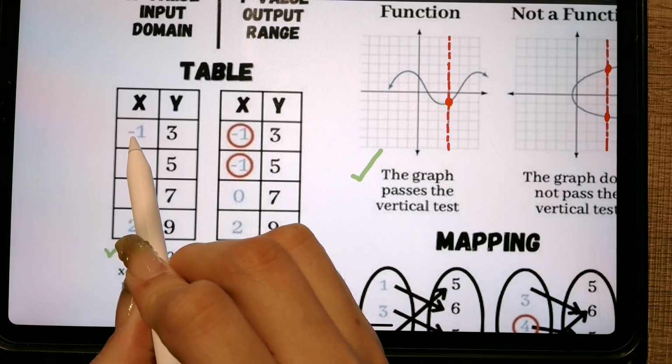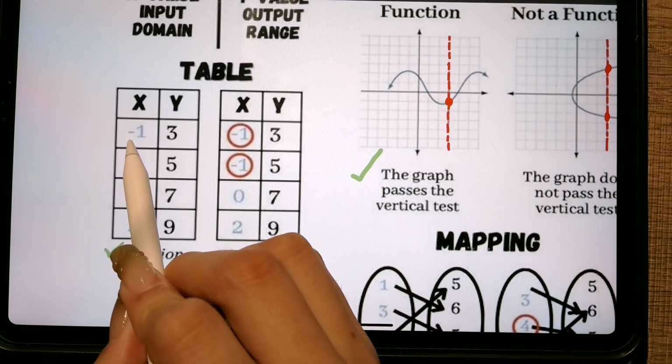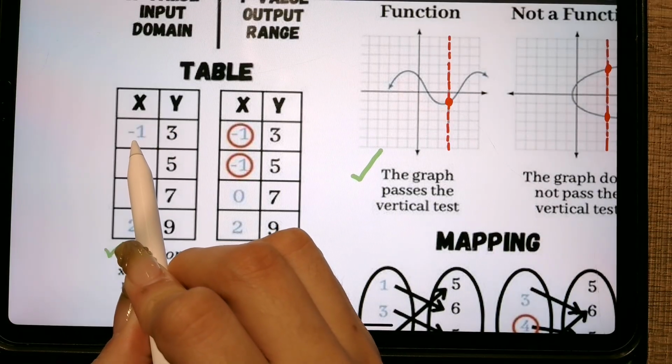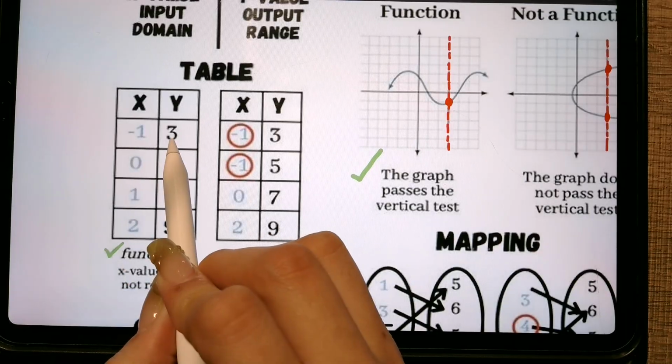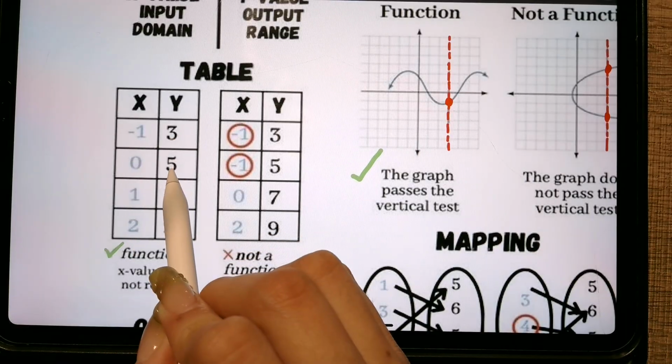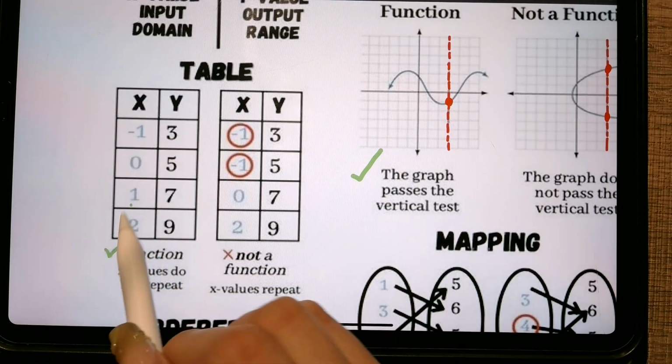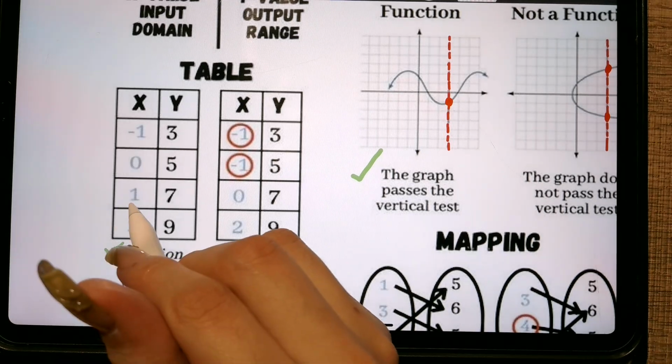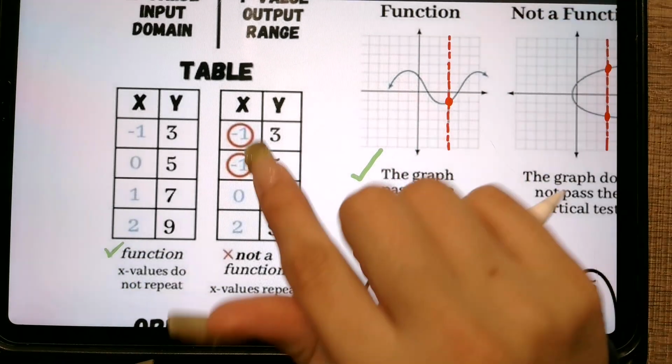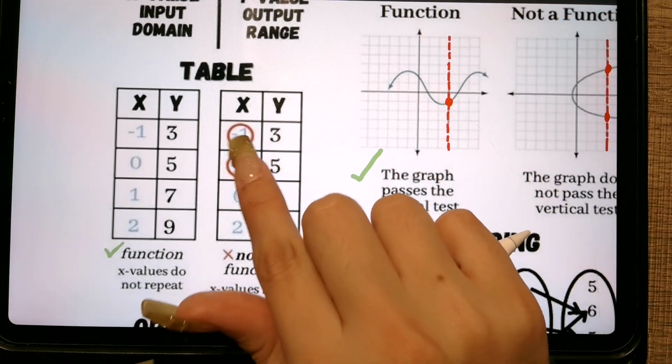And we can see like every input only has one output. -3, if you put it in the function machine, gets 3 only. 0 gets 5 only. 1 outputs 7. 2 outputs 9. However, when we look on the right, we're seeing an x repeating.